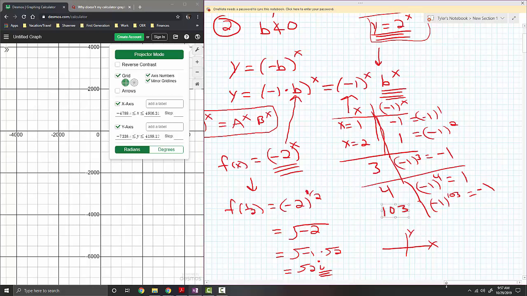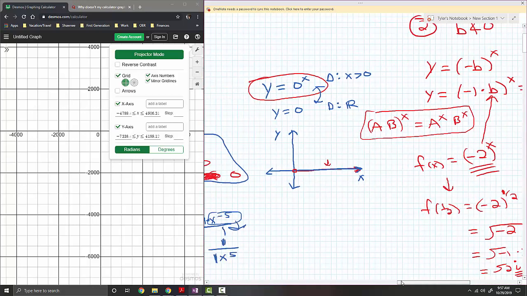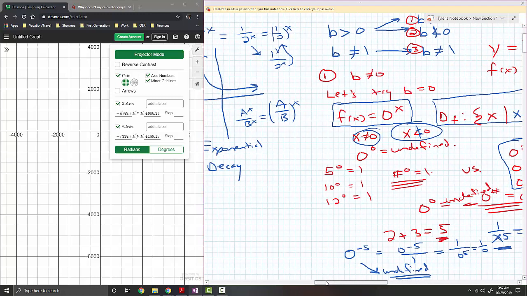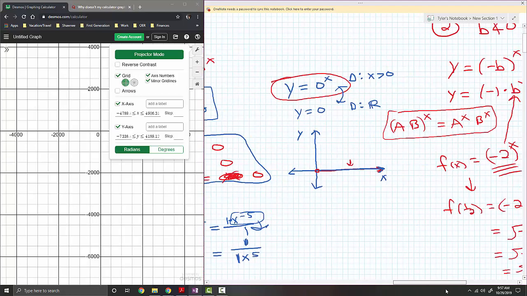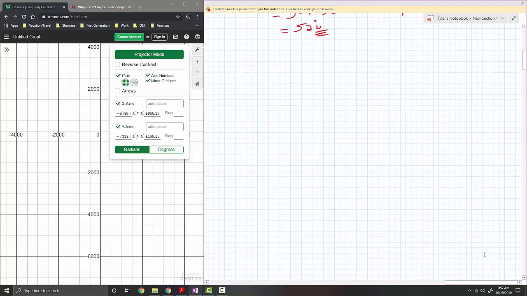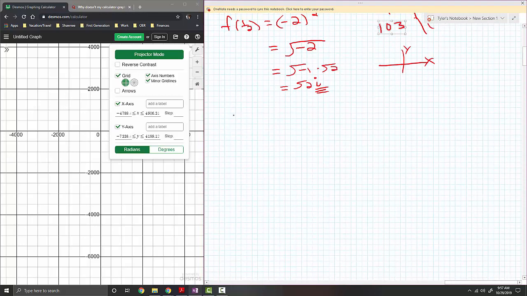And then lastly, the third case. Let's remind ourselves what the third case was. The third case is that b can't be 1. That's a little easier to investigate. So case 3 is b cannot be equal to 1. If b is 1, you'd have y equals 1 to the x. This, of course, would just be the same thing as y equals 1. So if I plug in any number in here, you're going to get just a flat line.